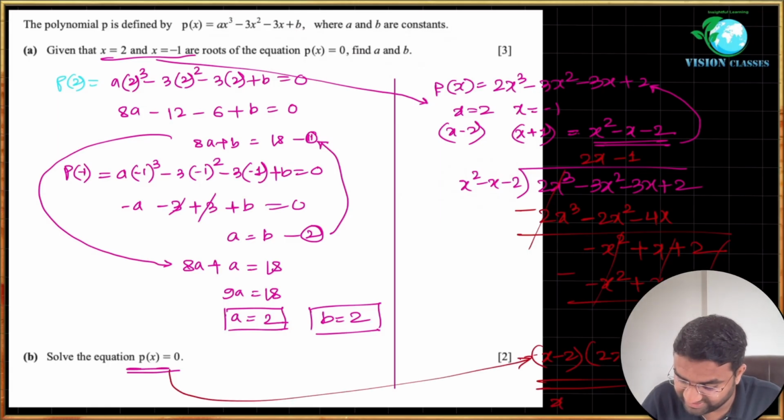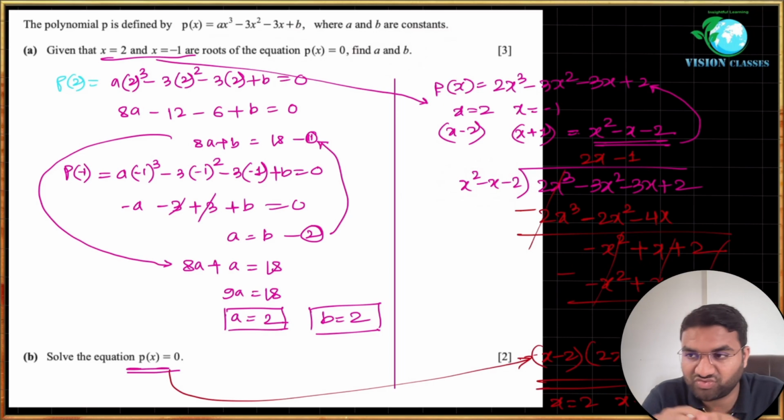So it means x is equal to 2, x is equal to 1 by 2, and x is equal to minus 1 are the three values of x. Fine. So this is how you have to solve it.